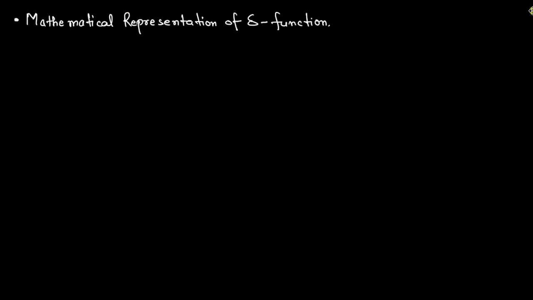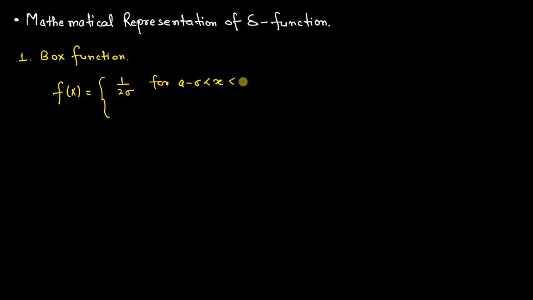The first function we will study in this representation is a very simple function, the box function. This function is represented by f of x, and it is defined as having the value 1 by 2 sigma when x is in between two particular limits, let's suppose a minus sigma and a plus sigma. So between these two values the value of the function is 1 by 2 sigma. For all other cases the value of the function will be 0.